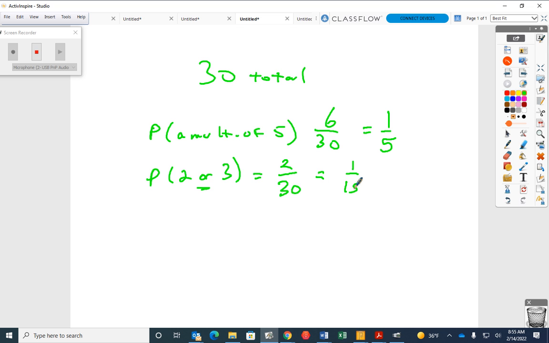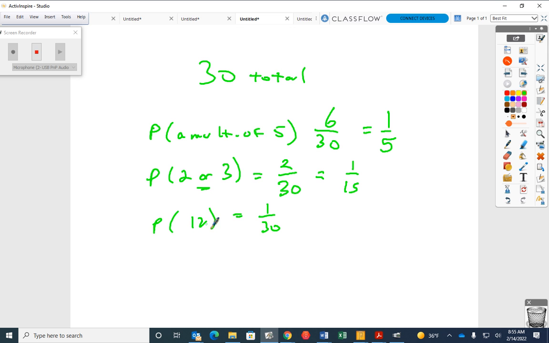All right, next one. The probability of a 12. Okay, how many 12s are there? 1. There's only one 12, right? So if there's only one 12, it would be 1 out of 30. Can I simplify that? No. The probability is simply 1 out of 30, isn't it?